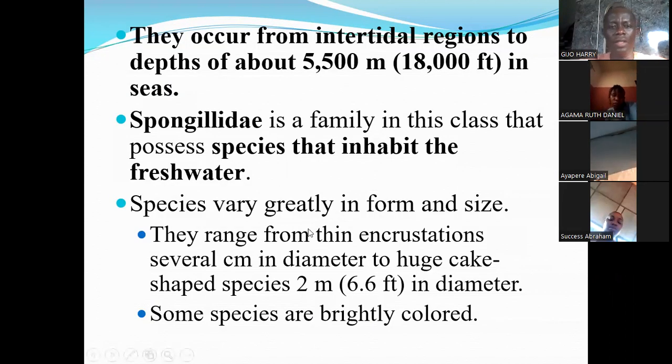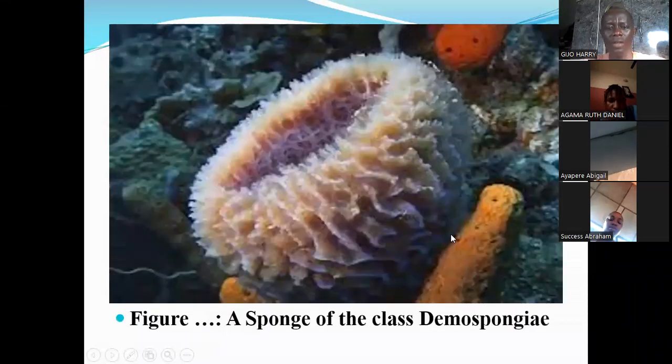This class of sponges ranges from thin encrustations several centimeters in diameter to huge cake-shaped species of 2 meters, that's 6.6 feet, in diameter. Some sponges are brightly colored, while some of them are not. This is a sponge in the class Demospongia.